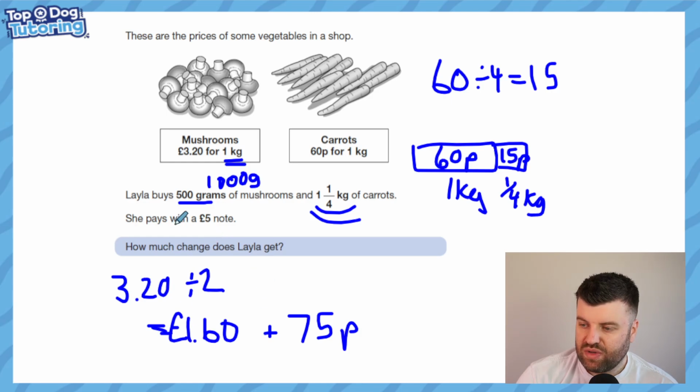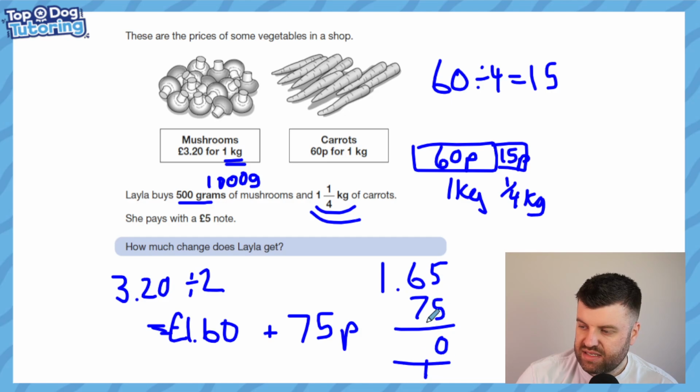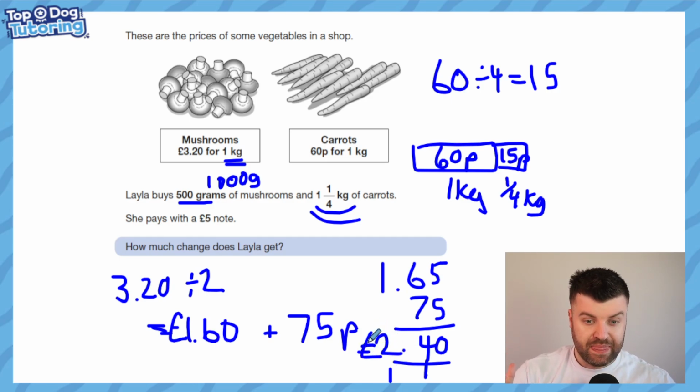So in total, Layla spends £1.60 plus 75. Let's just whack it into column method to make sure we get this answer. 5 plus 5 is 10. 6 plus 7 is 13, but we've got the 1 at the bottom, so that's 14. Decimal goes in, £2.40. You think we're done, right? No! So many steps to these money questions.